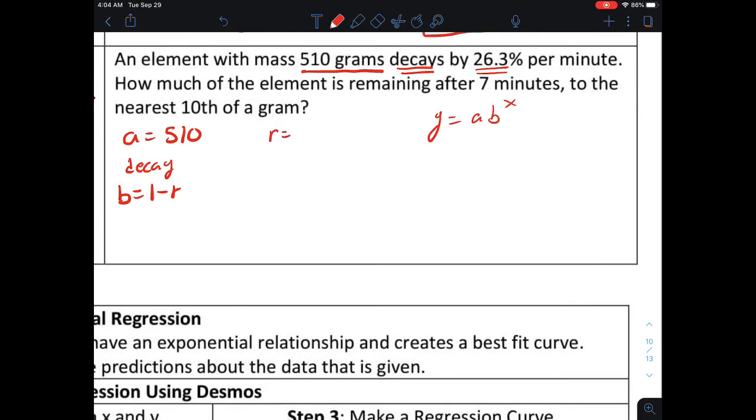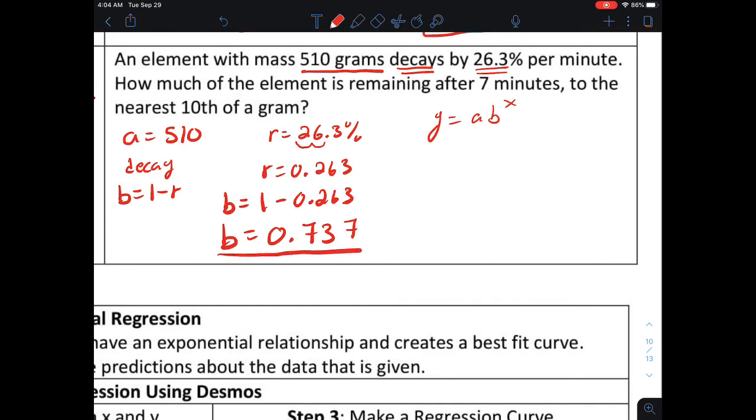Now R is that percent that they give me, 26.3%. I convert that into a decimal, so I move that decimal twice to the left. So R would be 0.263. And so I'm going to figure out what B is. So B is 1 minus 0.263. So B winds up being 0.737. So I have B, I have A. I can put this into my y equals equation here. I get 500 times 0.737 raised to the x power.